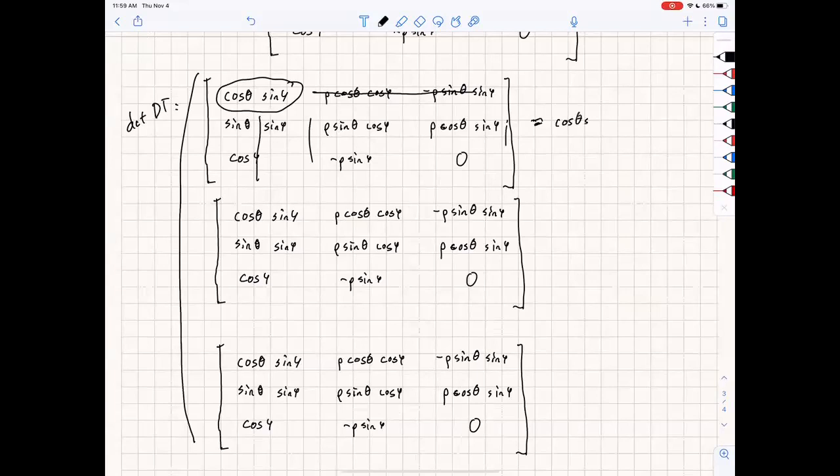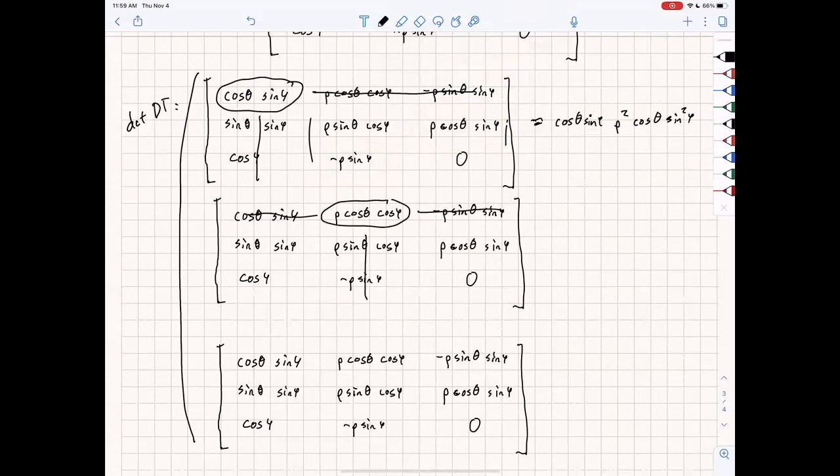Cosine of theta, sine of phi. This isn't so bad. This is this times 0. That's 0, right? Minus this, minus this times that. So I've got a negative of a negative. That's rho squared cosine of theta sine squared theta. I don't know if I want to write sine squared theta, but I will. Sine squared phi, pardon me, sine squared phi, not theta.